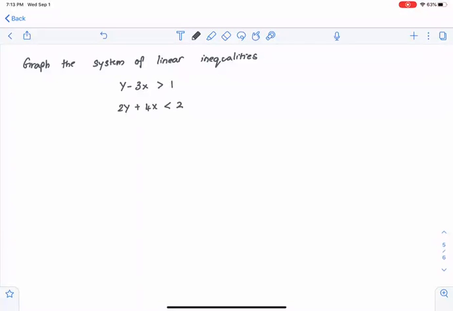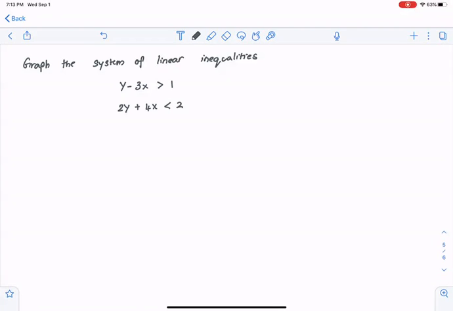System of linear inequalities. What do we mean by a system? If we have more than one inequality, then we are trying to find a set of xy pairs that will satisfy every single inequality that we have. And that is what we call a system.